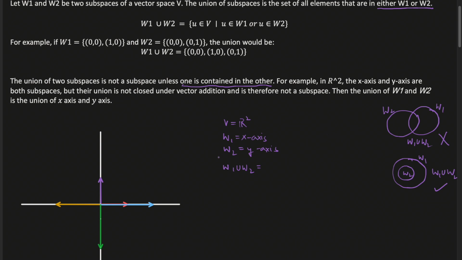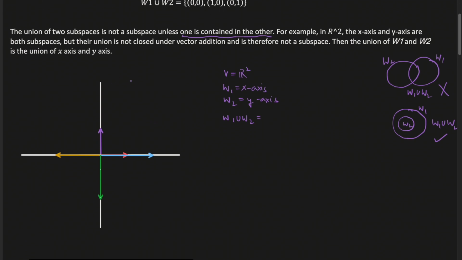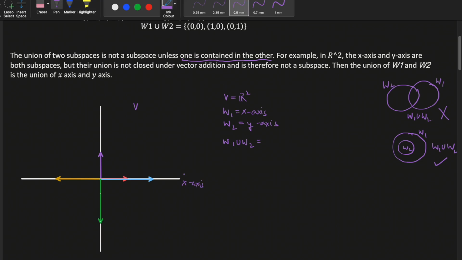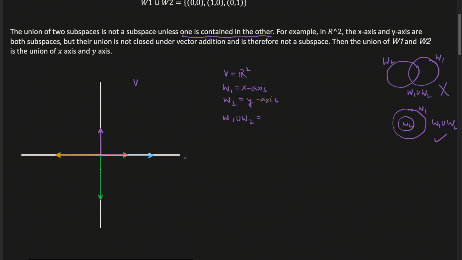First of all, we need to see what elements are there in W1 and W2, and before that, what are the elements belonging to W1. Here this is the vector space V, which is R2, right? And this x-axis is our subspace W1, and this is our subspace W2, that is the y-axis.